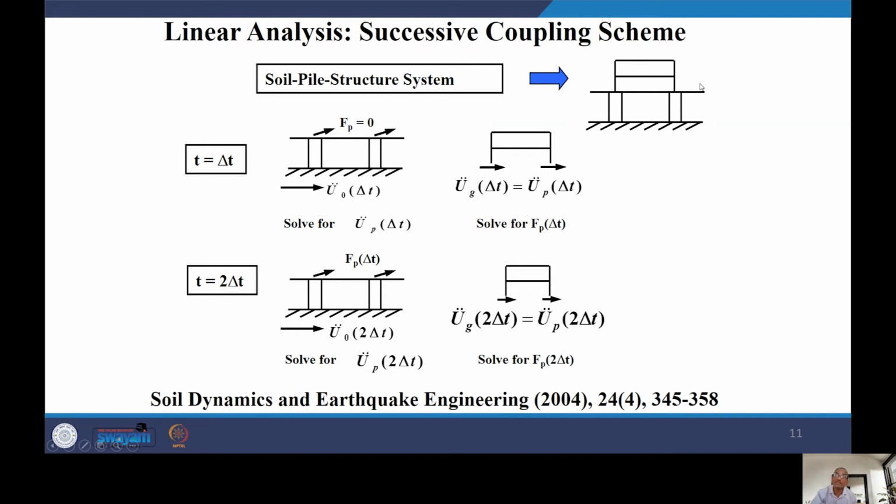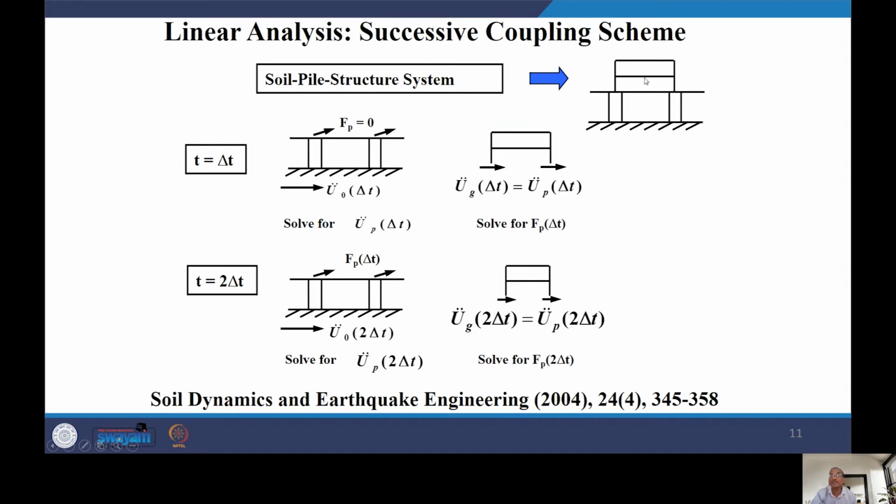Now, suppose we need to analyze this system. One way is to analyze the structure and the foundation system together, keeping them together, and then analyze the system. This is possible, but in that case it will require a lot of computation, because the number of degrees of freedom will increase. Of course it is possible, but this work which I am presenting was done back in 2004, and how it can be easily dealt with, we are going to discuss.